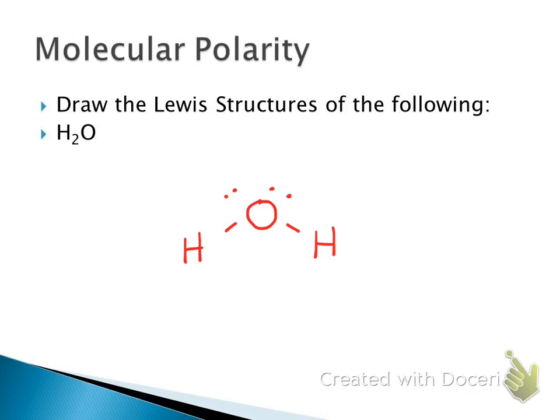Oxygen gives us 6. Each hydrogen gives us 1, so we should have 8 electrons, which we do. To determine if our molecule is polar, we look at the individual bonds, and we say between this hydrogen and this oxygen, which is more electronegative? Oxygen. So I'm going to draw my little mini arrow towards oxygen.